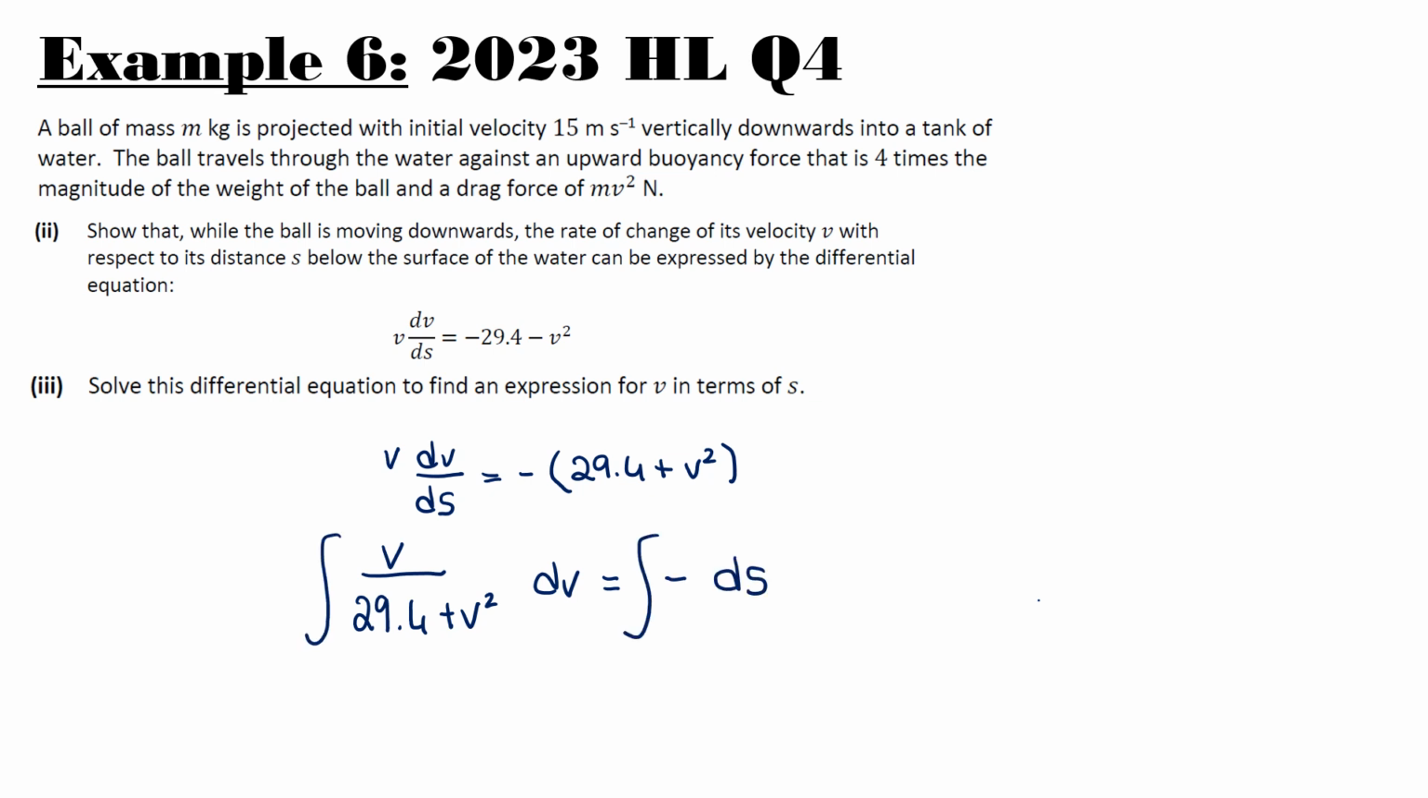Now, s is our displacement. So displacement, unless you're told otherwise, will always start at 0, because we talk about generally how far you've displaced from its starting point. So when displacement was 0, that was at the very start, the initial velocity, we had this earlier in the question, is going to be 15. And then when the displacement is s, the velocity is v.